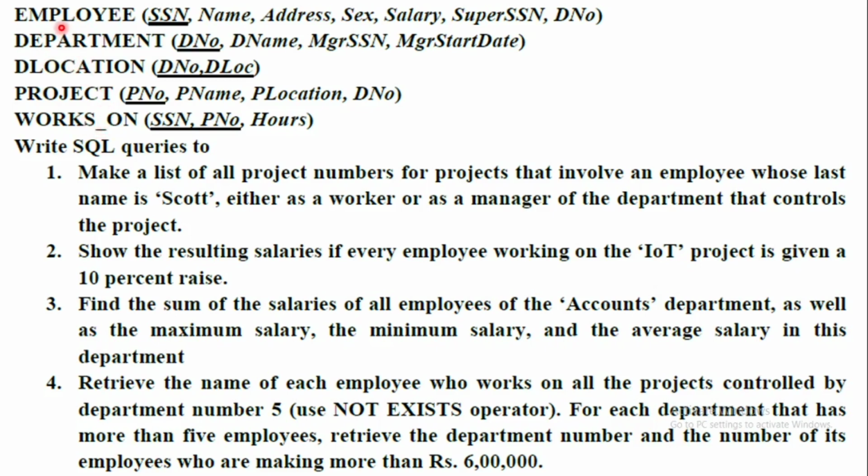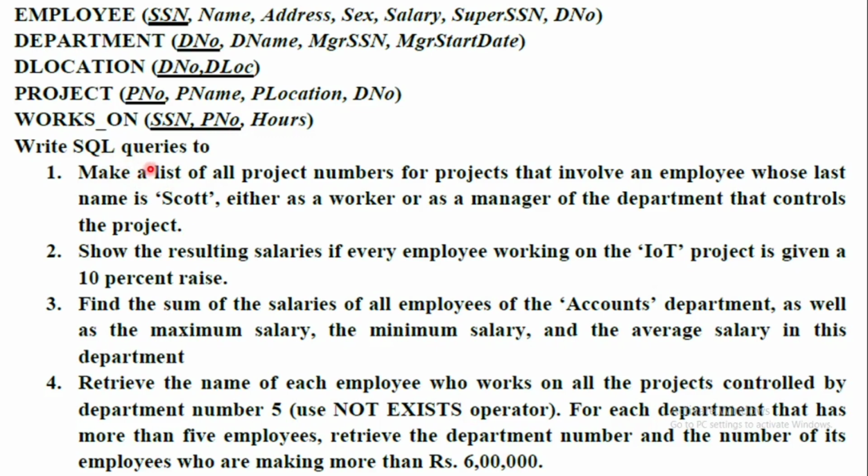As you can see in employee table, we have got 7 attributes. Here SSN is a primary key, and in department we have got 4 attributes, and department number is a primary key. And in the department location we have got department number and department location as a primary key. And in the project table, we have got project number as a primary key. And in the works on table we have got SSN and project number as a primary key. So here we got 5 queries.